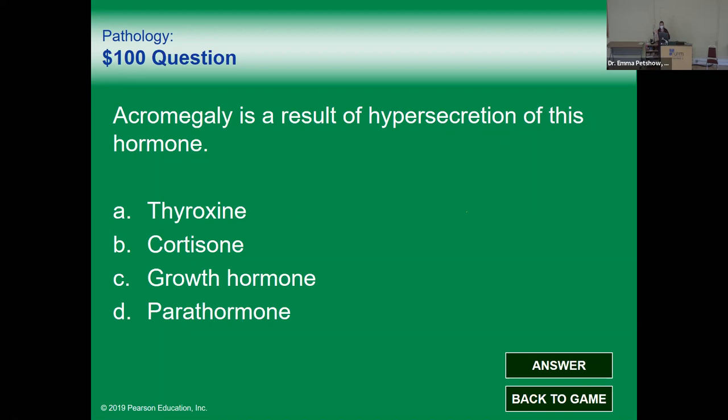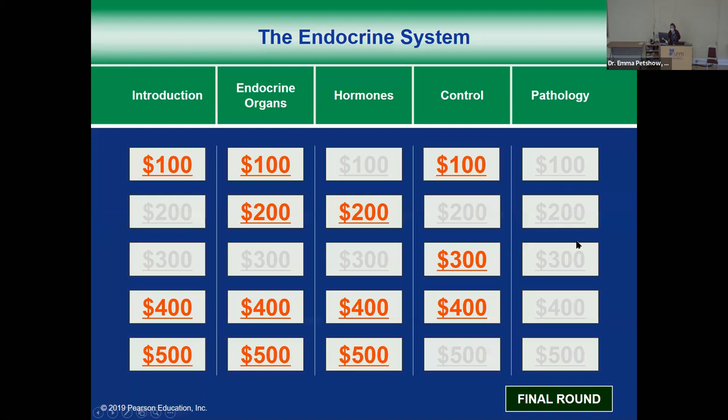Is that a hand or an answer? Okay, great. Acromegaly is a result of hypersecretion of this hormone: thyroxine, cortisone, growth hormone, parathormone. Yep, growth hormone. Good. Acromegaly. All right. We've gotten rid of pathology, so we have to choose something else.